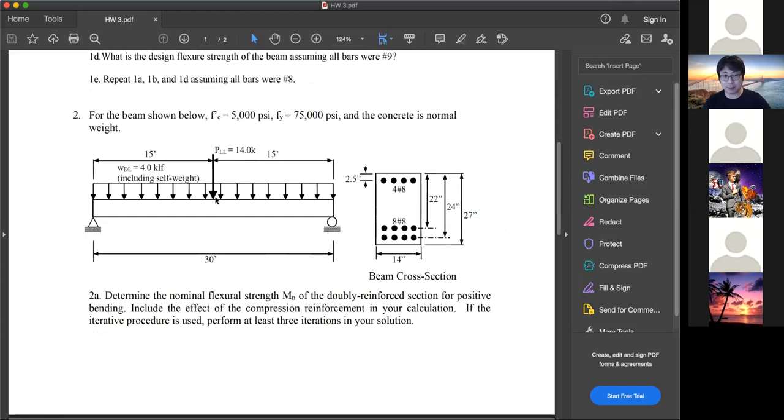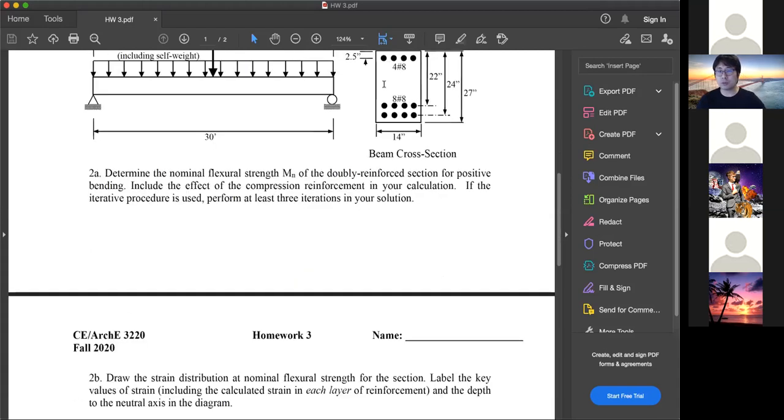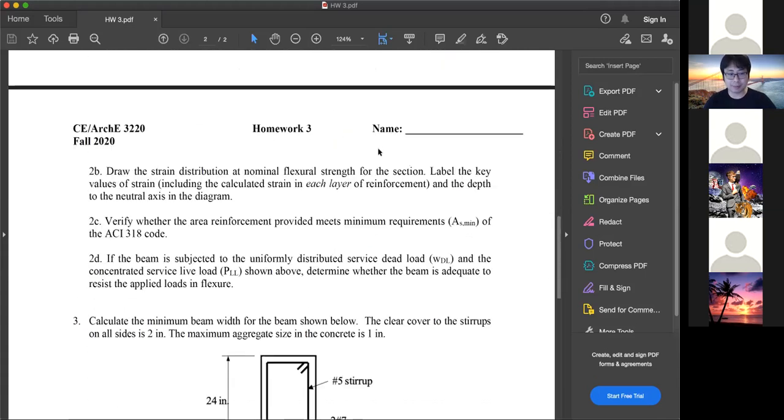So where is the maximum moment of this problem? Is it at support? Is it in the middle span? Quarter span? In the middle, right? So that is the maximum moment. And don't forget, this is 1.2 dead plus 1.6 live. So this should be straightforward, right? Just follow the process.